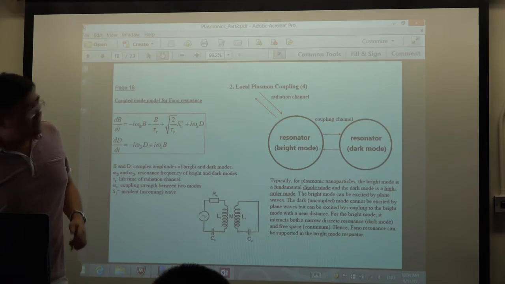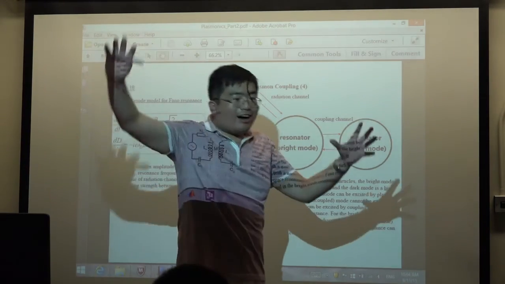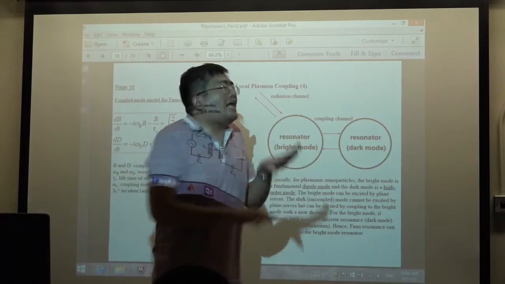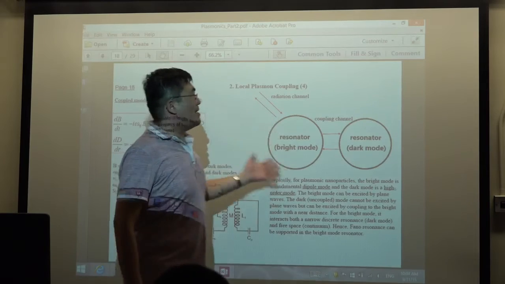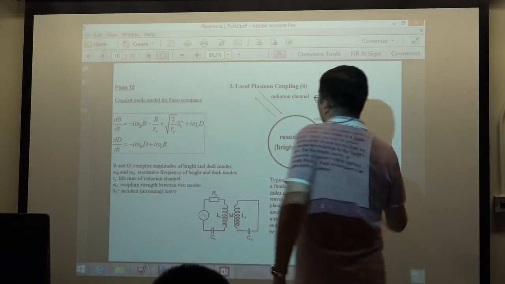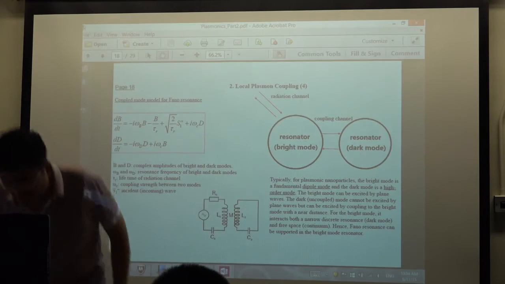So the bandwidth of the bright mode should be larger than the dark mode. Why? Because it has the leaking loss, and the dark mode does not. Here, I ignore the ohmic loss, which I can add later. I only talk about leaky loss. So this is a physical picture. This is a Galerkin equation, a simple equation.